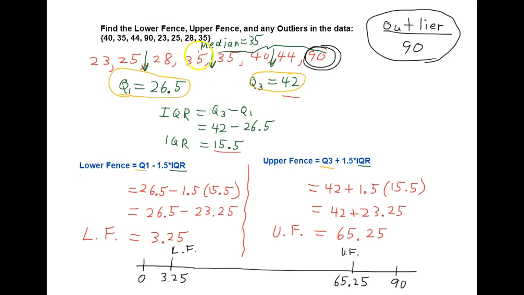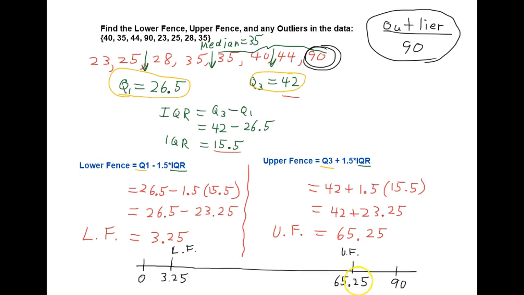So I'll just review that again. First, find the first and third quartiles, and those are found by finding the middle of the remaining numbers after you find the median. Then subtract those two to get the interquartile range. Then plug it into this formula for the lower fence and the upper fence. First quartile minus 1.5 times the interquartile range, and third quartile plus 1.5 times the interquartile range.